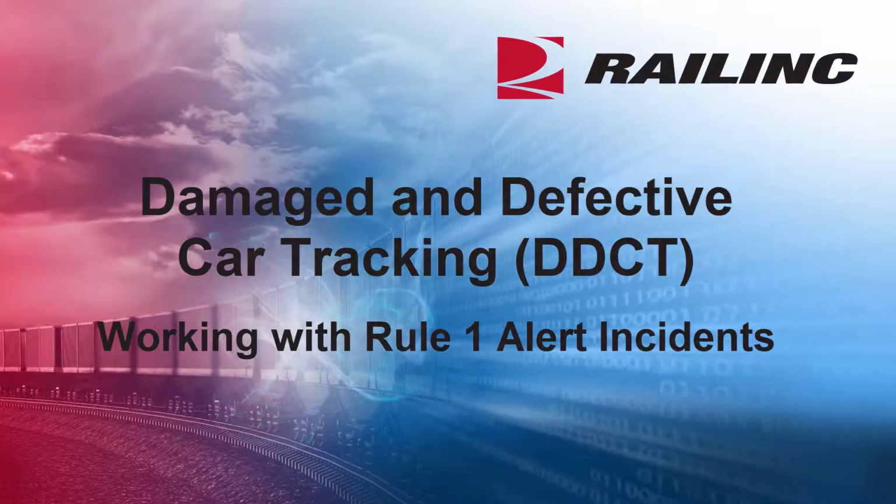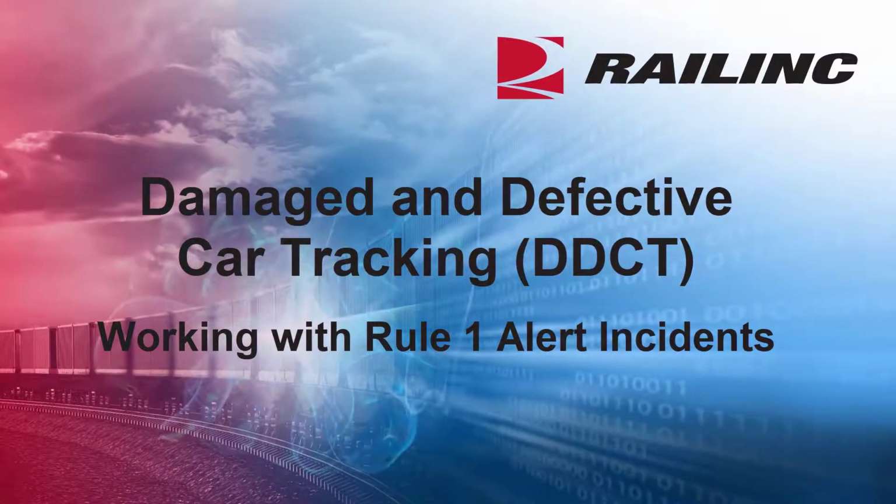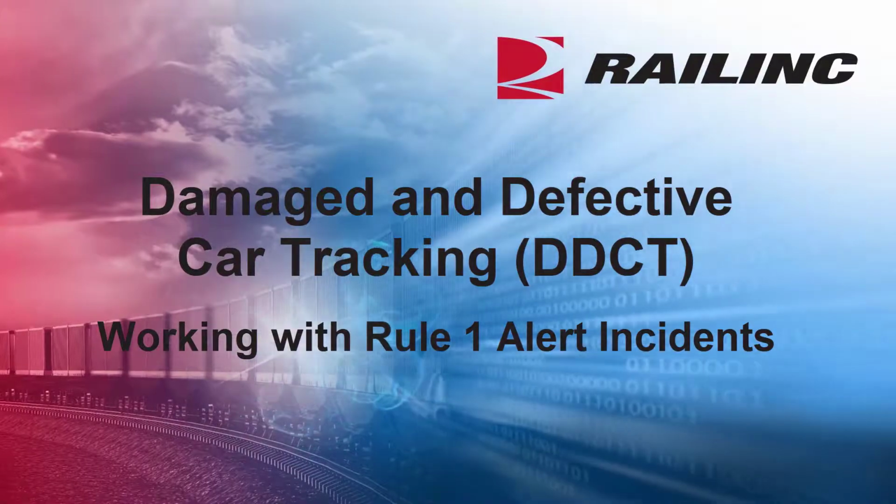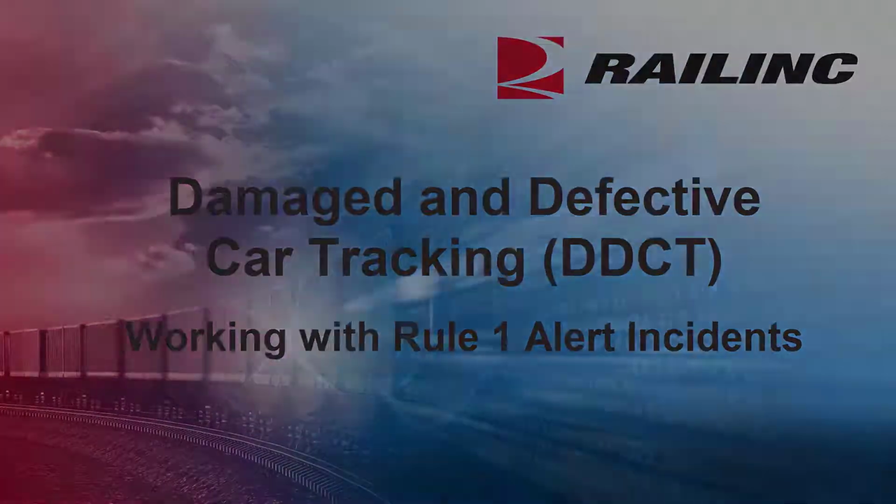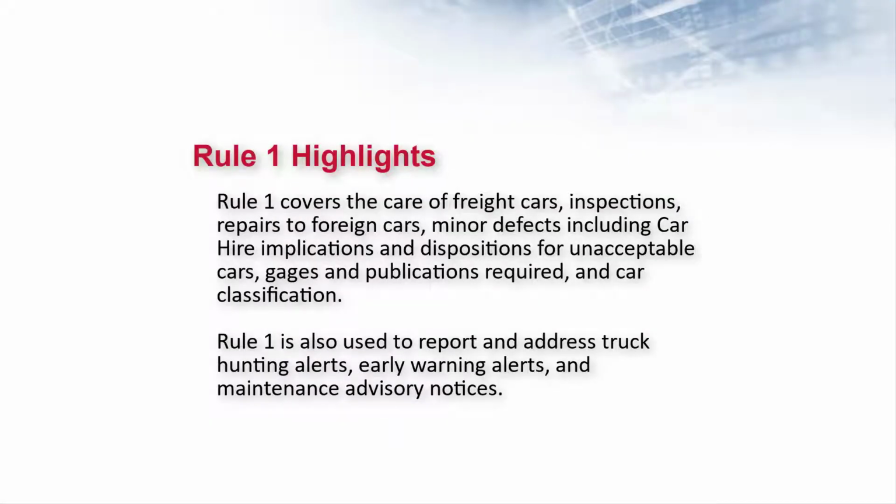Welcome to this overview of working with Rule 1 alert incidents in RailLink's damaged and defective car tracking system. Rule 1 covers the care of freight cars, inspections, repairs to foreign cars, minor defects including car hire implications and dispositions for unacceptable cars, gauges, and publications required, and car classification. Rule 1 is also used to report and address truck hunting alerts, early warning alerts, and maintenance advisory notices.